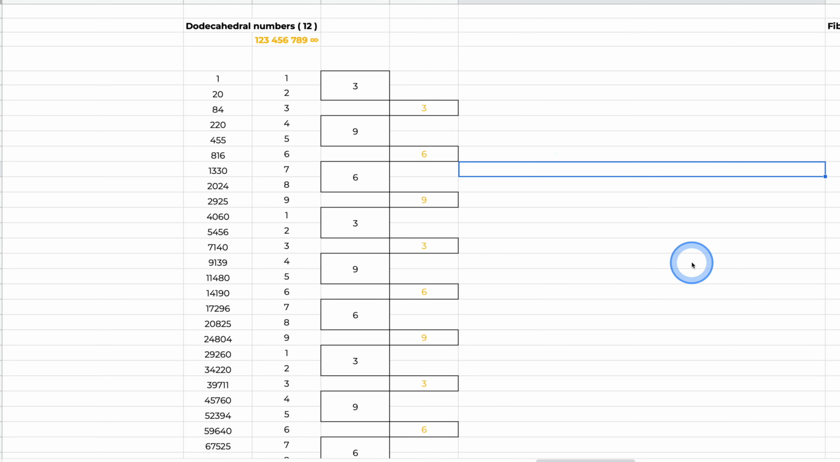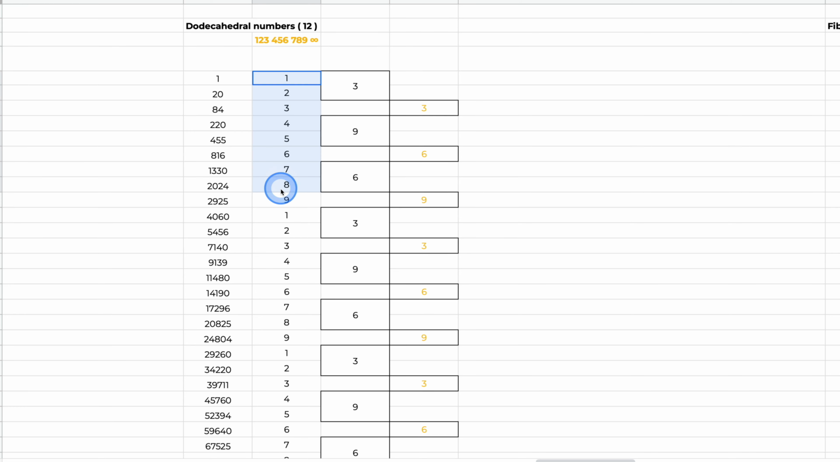Now the dodecahedral numbers, which we looked at earlier, our root numbers give us 1, 2, 3, 4, 5, 6, 7, 8, 9, and that repeats to infinity. And when we isolate between regular and golden numbers, we get this pattern: 3, 3, 9, 6, 6, 9. So 3, 9, 6, 3, 9, 6, 3, 9, 6. And the opposite, we get 3, 6, 9, 3, 6, 9, 3, 6, 9.